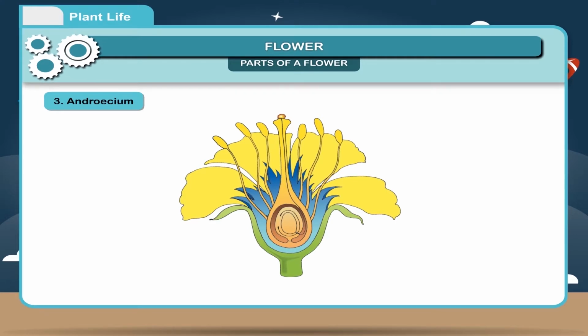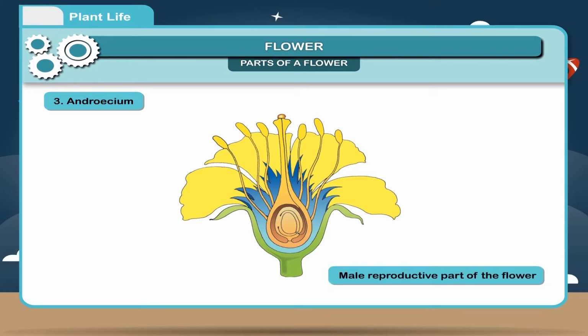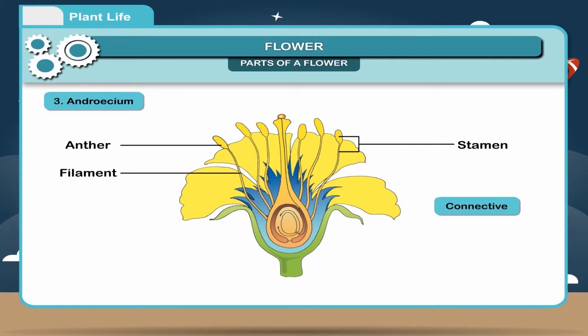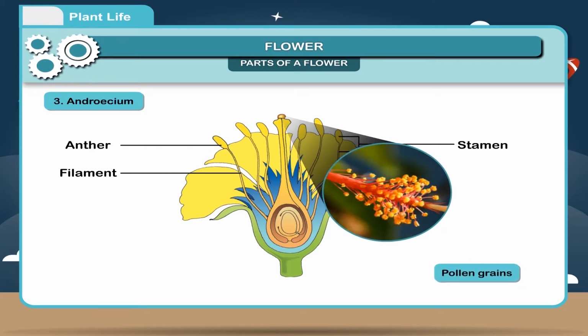3. Androecium. It is the third whorl of the flower. It is the male reproductive part of the plant and each unit of the androecium is called stamen. A stamen consists of anther, filament and connective. Anther is the fertile part which bears yellow powdery particles called pollen grains.